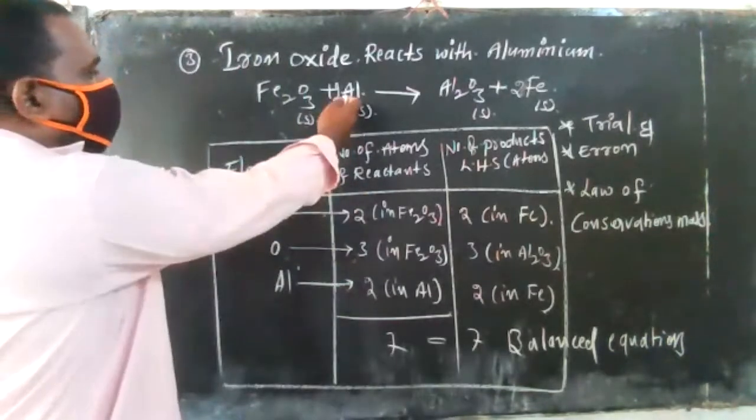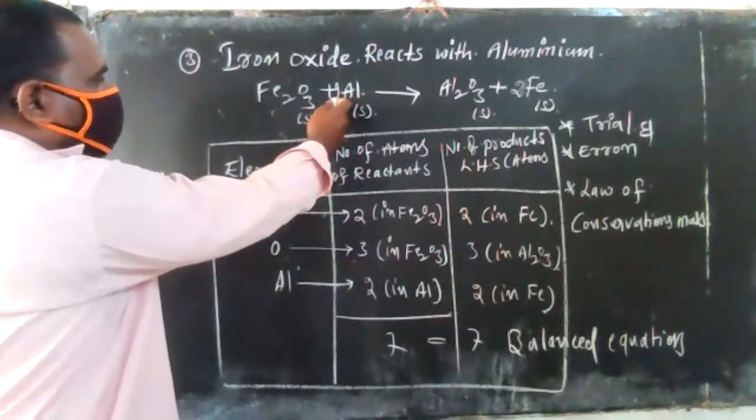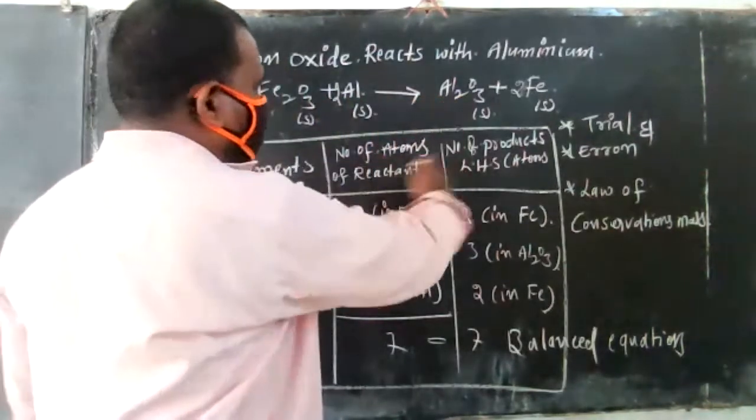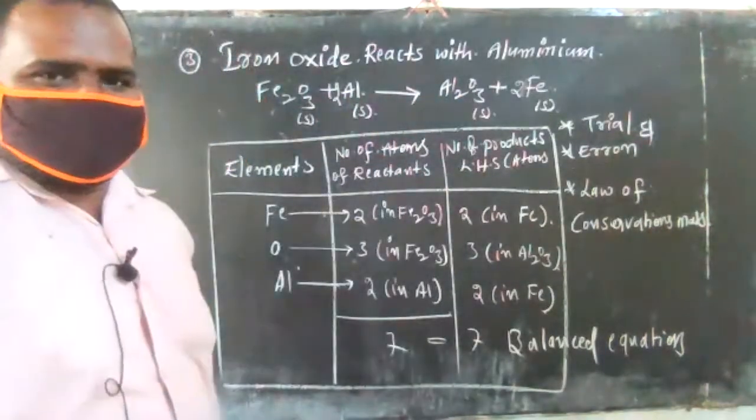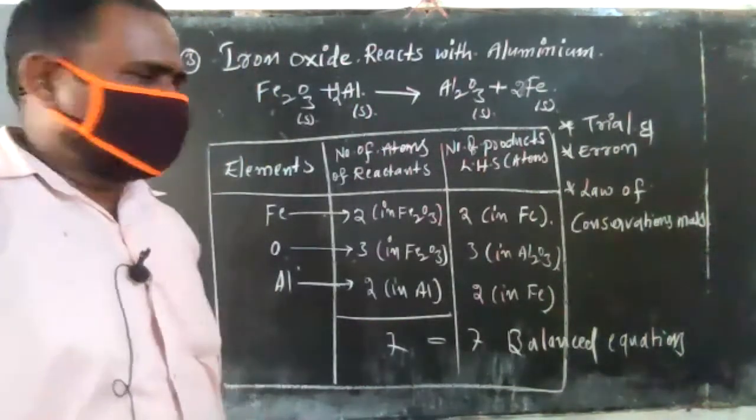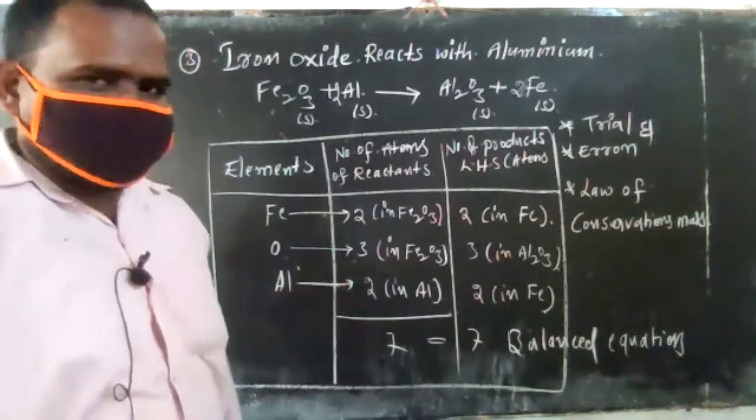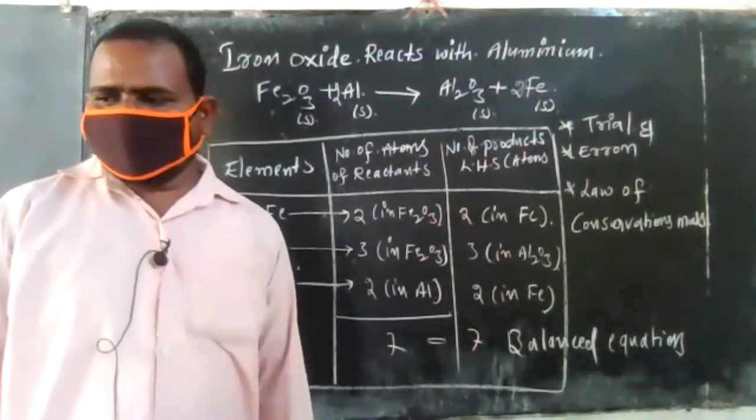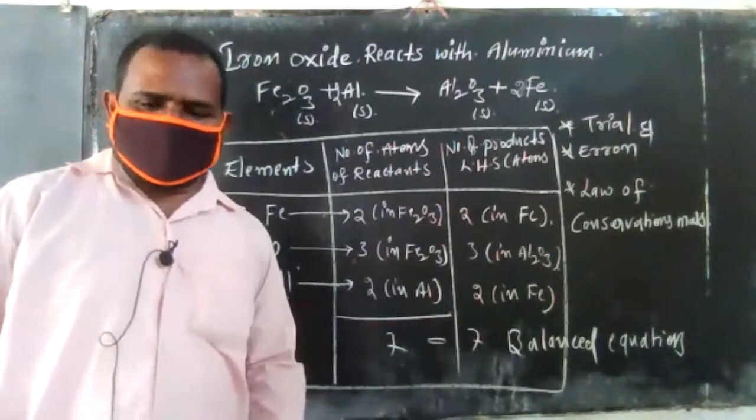Next, the aluminum atoms also: how many aluminum atoms participate? The same atoms are forming. So now both sides have the same atoms. According to the law of conservation of mass, atoms are neither created nor destroyed. So this is the balancing equation, and it is the trial and error method.